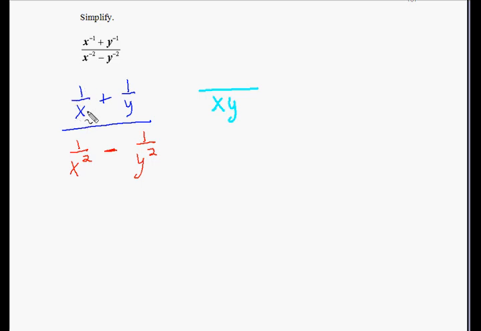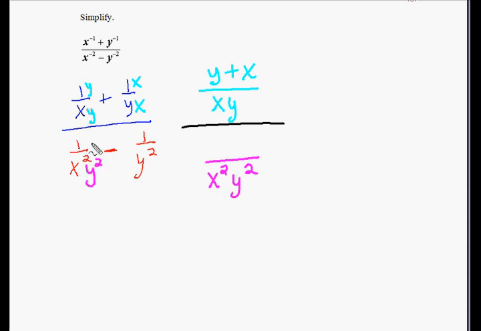Going back here and trying to fix this first fraction so its denominators will match up, I need to multiply by y, both in the numerator and the denominator. And here by x, leaving us with a y plus x in the numerator. Now we also need a common denominator for subtracting these fractions, and that would be an x squared y squared, since there's no addition again.